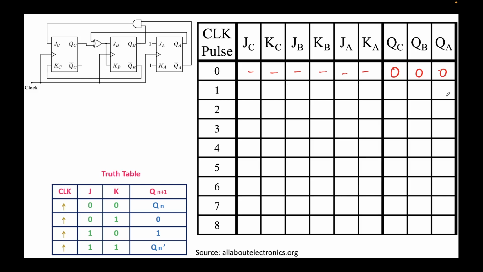For that we need the outputs. To find the outputs, we need the inputs. How do we get the inputs for the next clock cycle? We look at this diagram. First let's look at JA and KA. J and K both are 1, like in the previous problem, so it's in toggle mode. JB and KB are the same, and they are the output of an XOR. This is the symbol for XOR, of QA and QC.